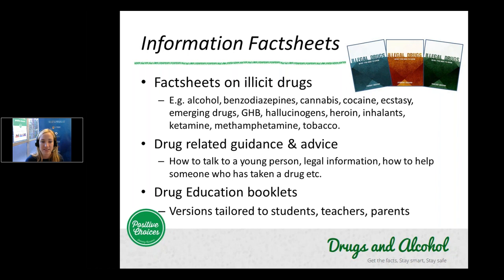At this time, we have fact sheets about alcohol, benzodiazepines, cannabis, cocaine, ecstasy, emerging drugs, GHB, hallucinogens, heroin, inhalants, ketamine, methamphetamine, and tobacco. And we're currently in the process of developing additional fact sheets on steroids and energy drinks. And we're always open to further suggestions for new content. So please email your suggestions through to us at any time to the email address info@positivechoices.org.au or through the contact form on the homepage.